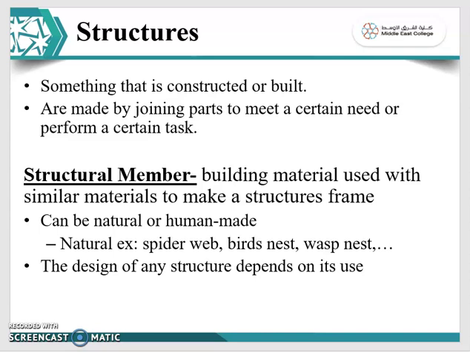The basic definition of a structure is something that is constructed or built or made by joining parts to meet a certain need or to perform a certain task. Coming to a structural member, it is a building material used with similar materials to make a structure or a frame. Structures can be natural and human made. Natural structures include a spider web, bird's nest, and wasp nest. Coming to human made structures, all the constructions which take place are human made structures. The design of any structure depends on its use.